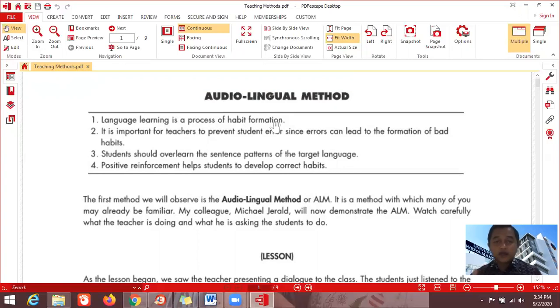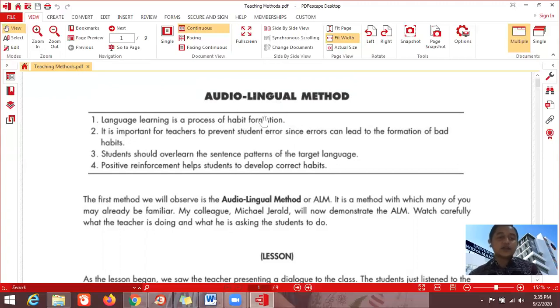Yeah, before I forget, actually there is no such kind of term called the perfect method because every method works on its own. What I mean is that every method is best for its own sake. Okay, I will tell you more about it on each method. So first of all, audiolingual method, as I told you, it is a habit formation process.